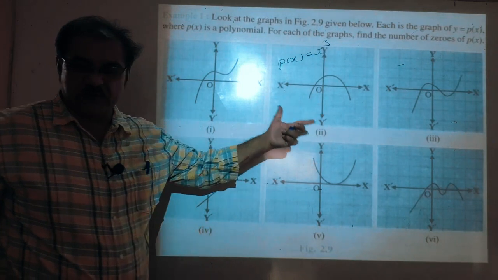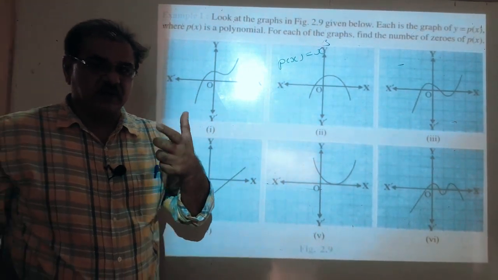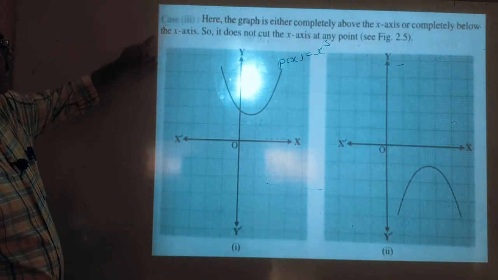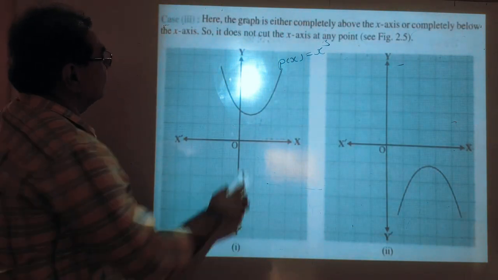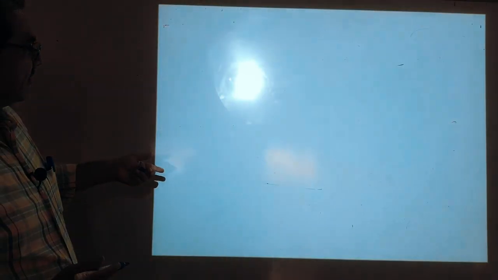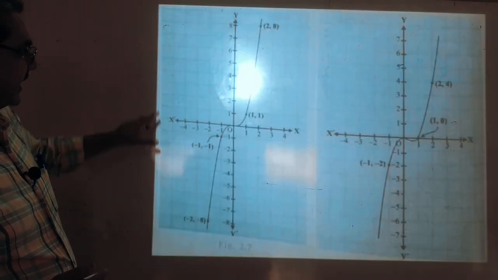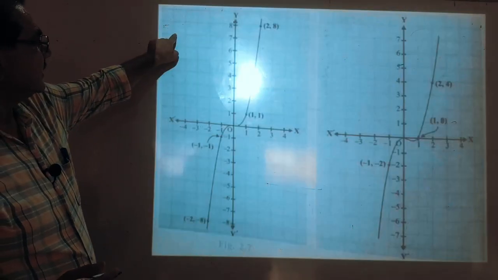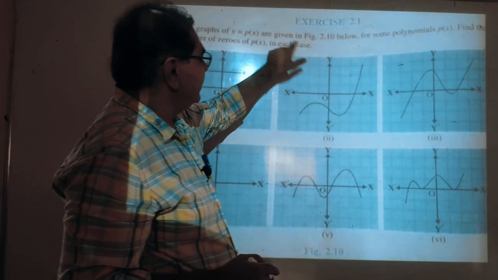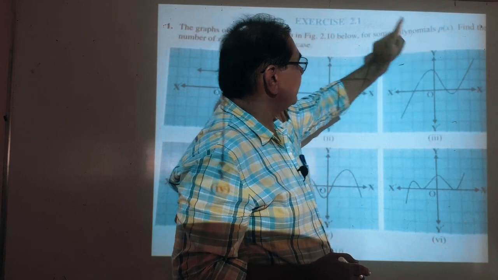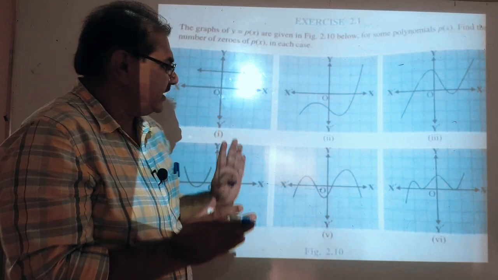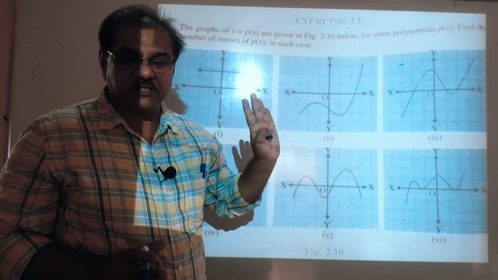Now I will give you one slide, and you will take a screenshot of it because it is your homework. Please next. Now see, this you will take. Next please. The graphs of y is equal to p of x are given in the figure below. For some polynomials p of x, find the number of zeros of p of x in each case. You have to see only the picture and just say how many zeros there are.